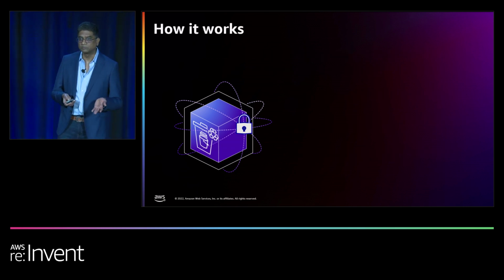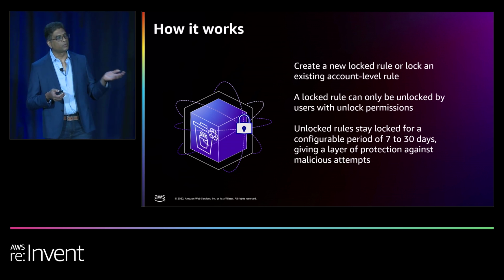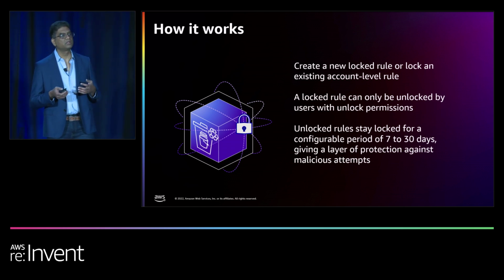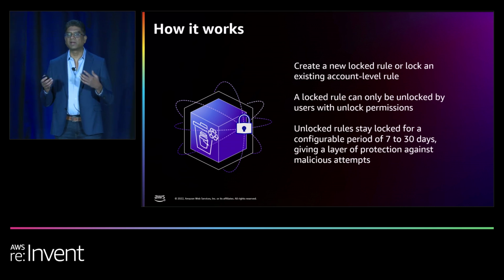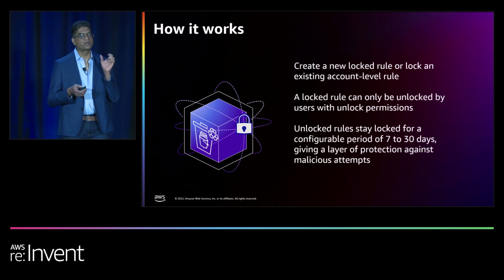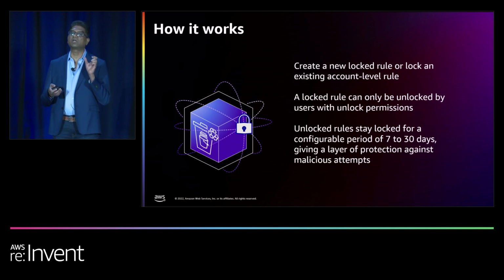So how does it work? When you create a rule, you can create a locked rule. Or if you have an existing retention rule in Recycle Bin, you can edit it and essentially make that a locked rule. Now, you can make a locked rule by specifying an unlock delay period. So an unlock delay period is essentially a period of time where the rule continues to stay locked even when an administrator or a malicious user tries to unlock it.